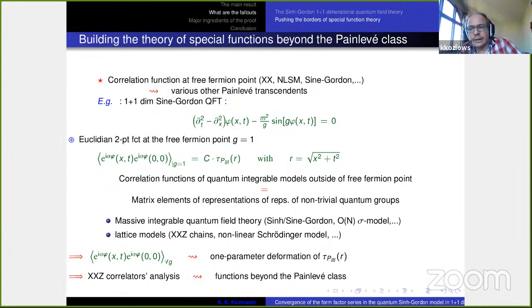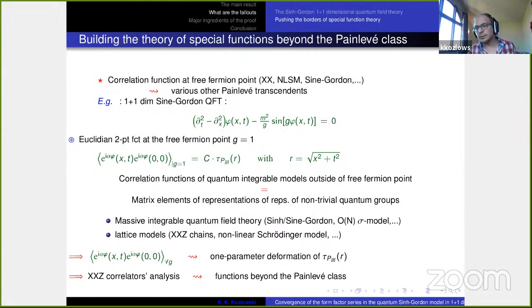So naturally, at least by studying these correlation functions, you get a way to construct many objects which you can really think of as special functions. In particular, for the 2-point function in the Sinh-Gordon model, if you now consider an arbitrary value of the coupling constant, you get a 1-parameter deformation of the Painlevé 3 tau function. And in certain cases, you can do asymptotic analysis of the behavior of such correlation functions. For instance, in the XXZ case, where the free fermion point corresponds to the Painlevé 5 equation.